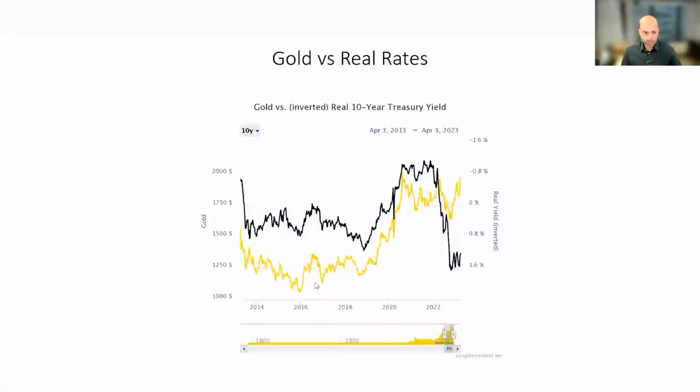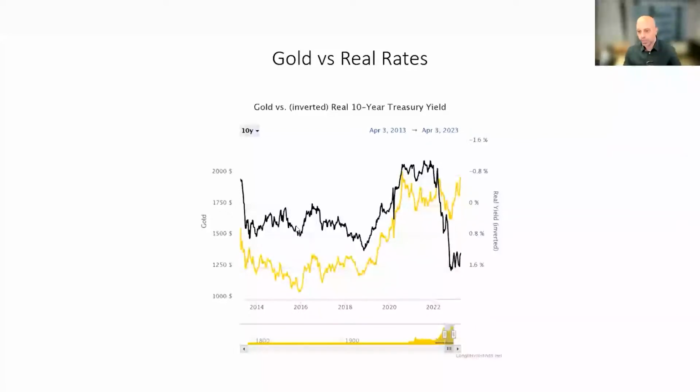Whereas from 2016 onwards, the correlation really began to tighten. So as real rates peaked at positive 0.8% and started falling towards 0%, meaning that they were becoming less positive and heading more towards negative territory, gold price started to rise.